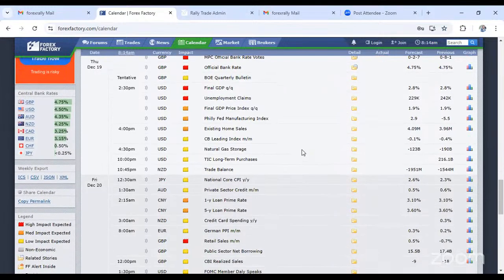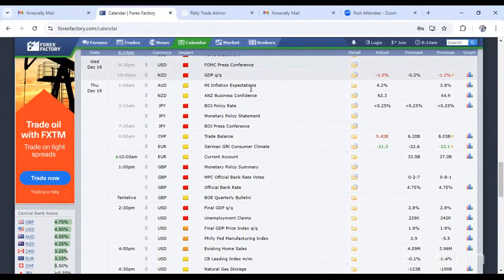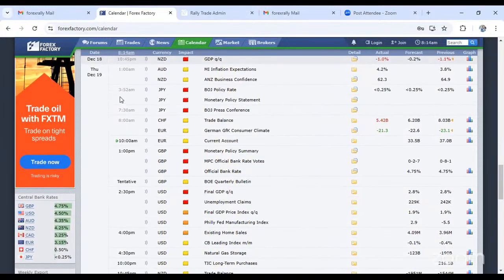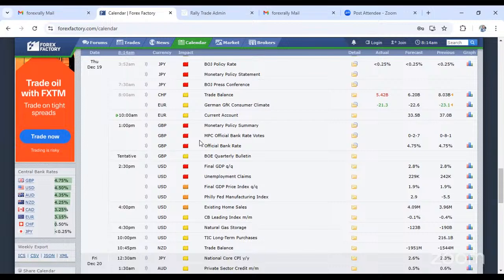I also look at the timing of it. For today, this is Thursday. JPY had theirs around 3:52 a.m., that's the one for JPY that's passed. Then, of course, at 1 p.m. today, Nigerian time, we have the news, just like we had that of the US, the Federal Reserve, the Fed, where they cut their rates.